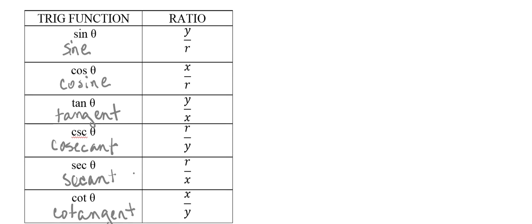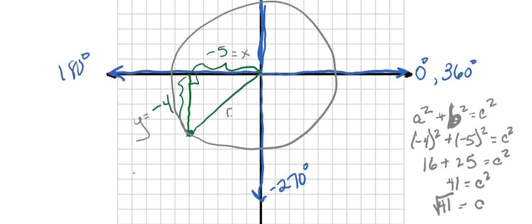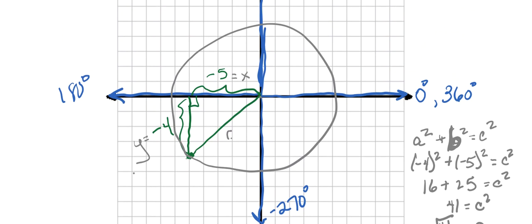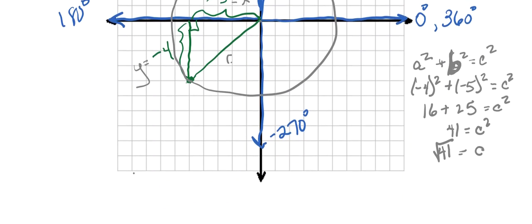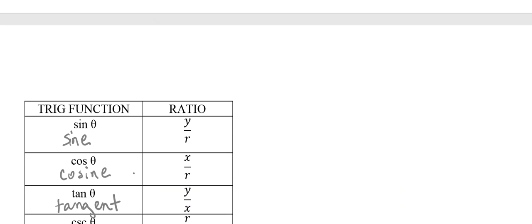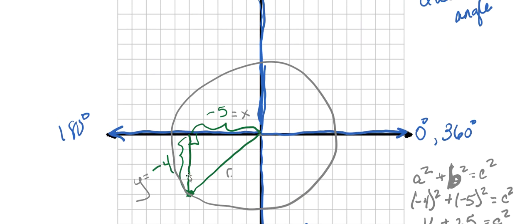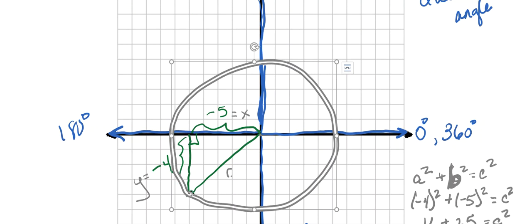So based on the figure above, the one we worked with, we have an x of -5, a y of -4, and we ended up with an r of square root of 41. So let's write those down. I had an x of -5, a y of -4, and an r of square root of 41. So what we can do then is see what is the relationship between those sides at that exact point.